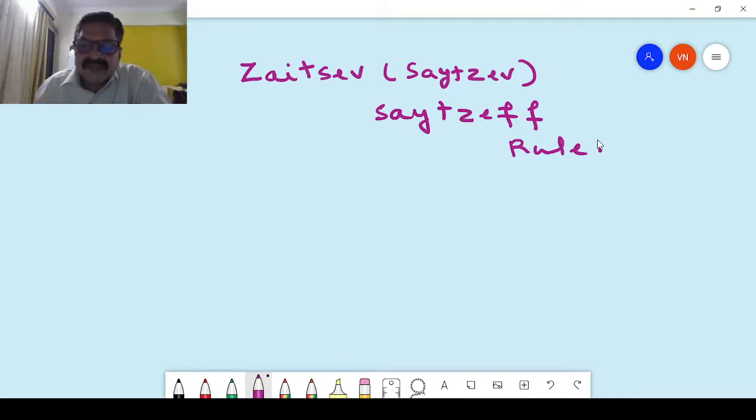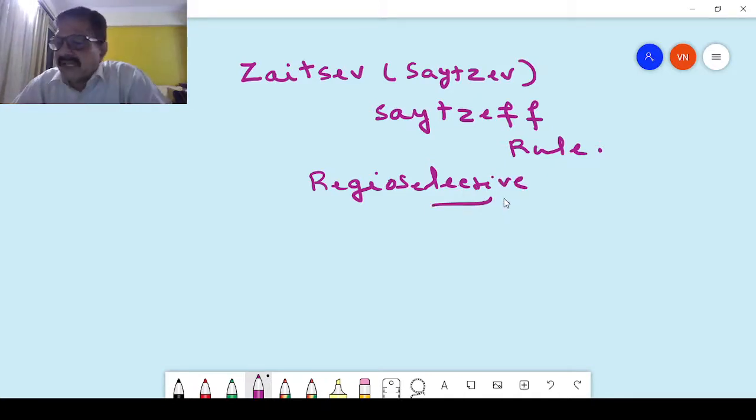So therefore, we can say this reaction is regioselective. What does regioselective mean? It means the reaction can yield, predominantly or exclusively, one of several possible constitutional isomers. Different types of isomers are possible, but only one of the isomers will predominate, or only one is possible.